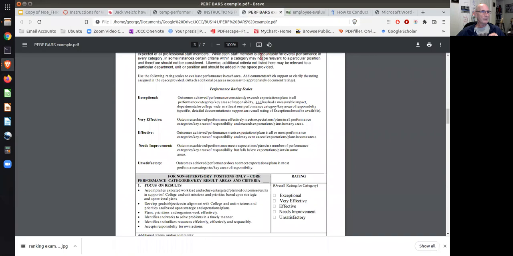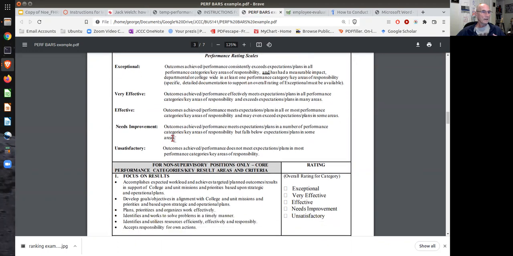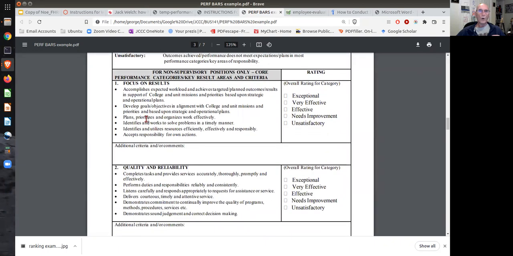And one of the things that they have done is they said, okay, what does exceptional mean? And they describe what exceptional is. Well, what is very effective? And they describe that. So they have a little bit better understanding as far as what the differences are between exceptional, very effective, and effective. Then what they do is they say, okay, what are the things we're looking for? So focus on results. Then they identify what the behaviors are that are necessary. What do people have to do as far as focusing on results?